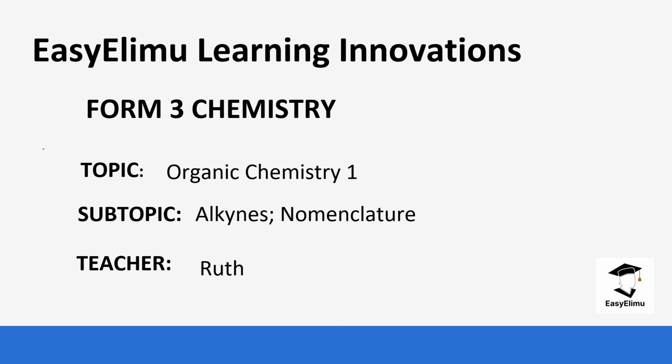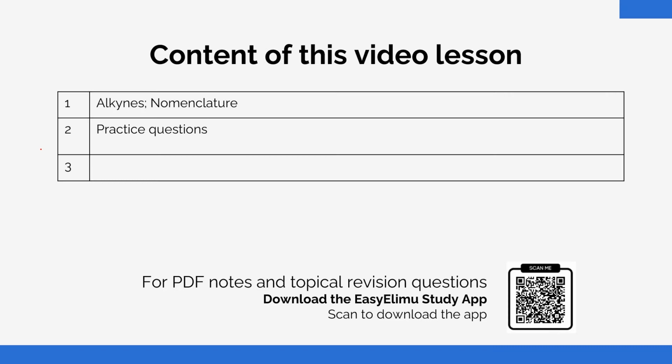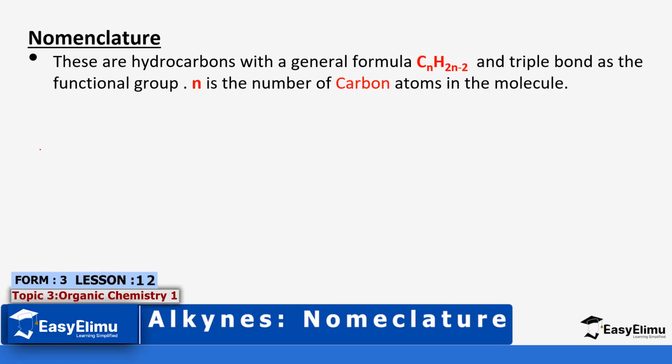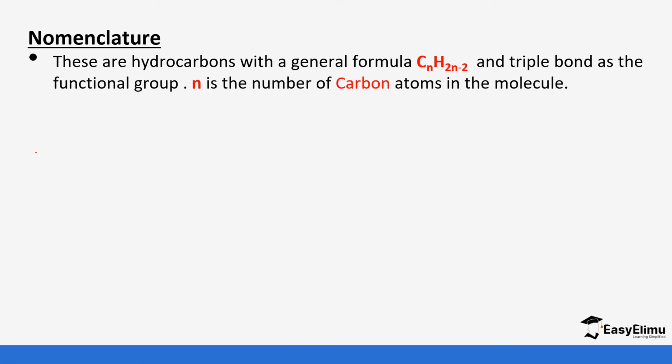So we are going to see the nomenclature of alkynes and also the members of this group and how they are usually presented. So first of all, alkynes have a general formula of CnH2n-2 and a triple bond as the functional group. The n is the number of carbon atoms in the molecule.